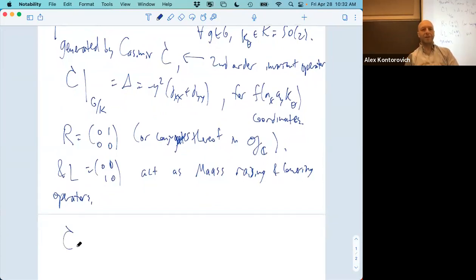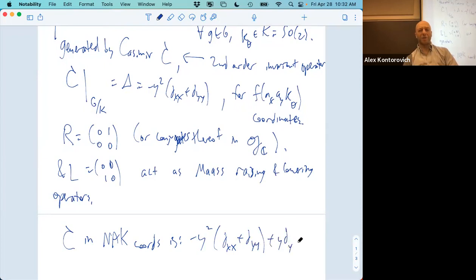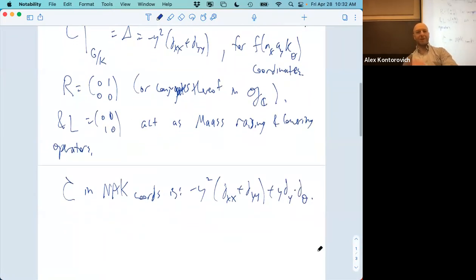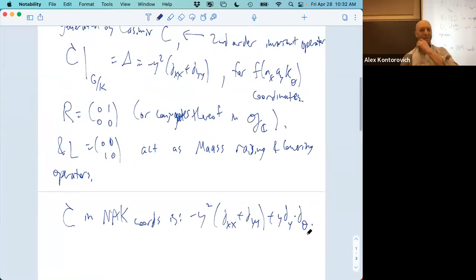So C in NAK coordinates is the operator negative y squared, two derivatives in x plus two derivatives in y, plus y, a single derivative in y times a derivative in theta, if I recall. I think that's right. Which is what gives this formula.